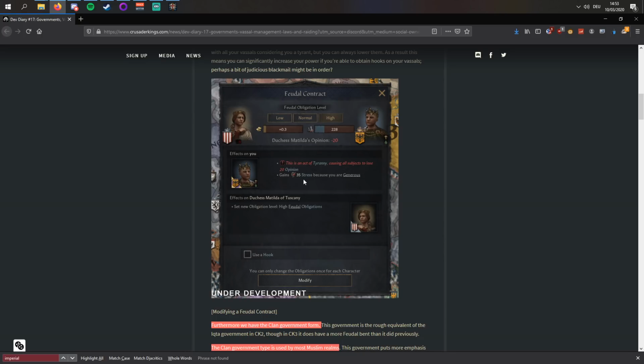Also interesting, by the way, he gains 35 stress because you are generous. How nice of him. Set new obligation level, high feudal obligations. You could use a hook right here. You can only change the obligations once for each character, meaning per life you can only renegotiate it once.